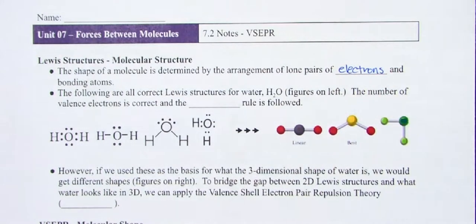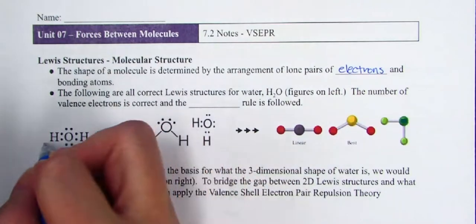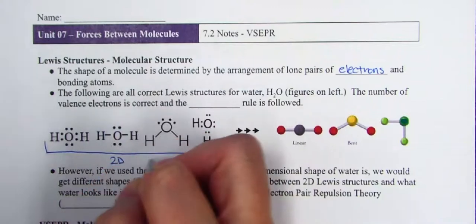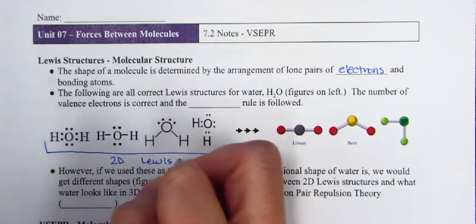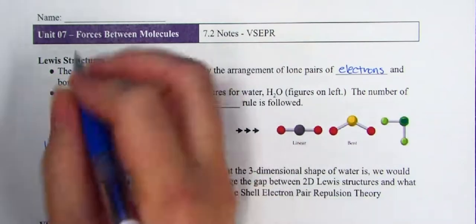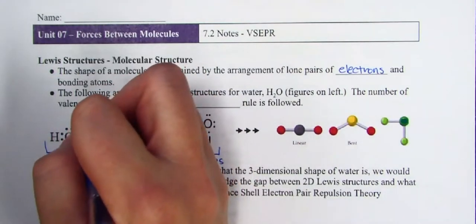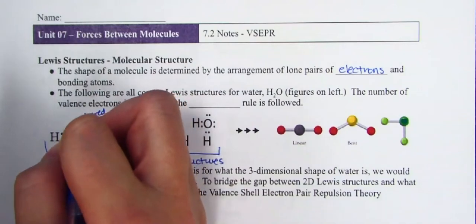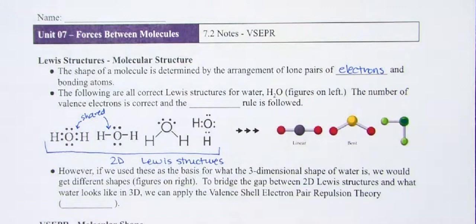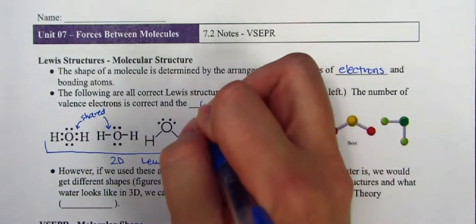So, for instance, the following are all correct Lewis structures for water, these on the left right here. These are all two-dimensional representations of water, what we call Lewis structures. Technically they are all correct, they just look a little bit different. Sometimes the shared electrons are shown as dots, and sometimes they're shown as dashed lines, but technically they're all correct. The number of valence electrons is correct, and the octet rule is being followed.